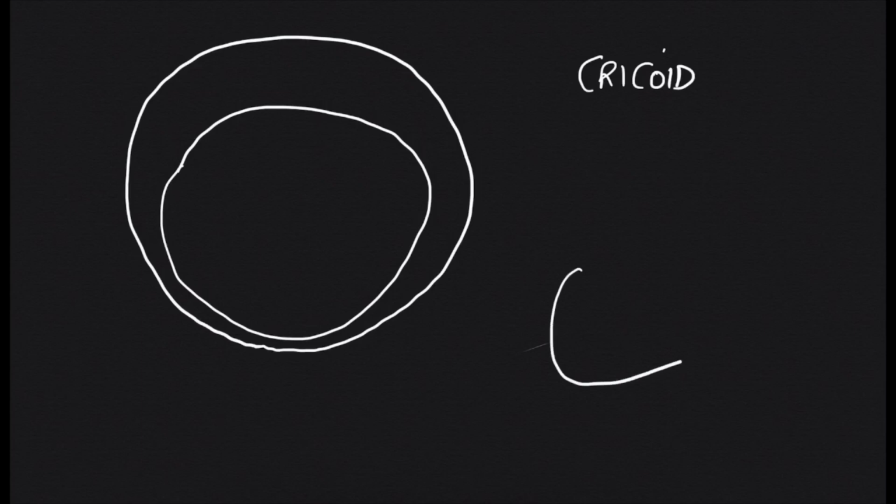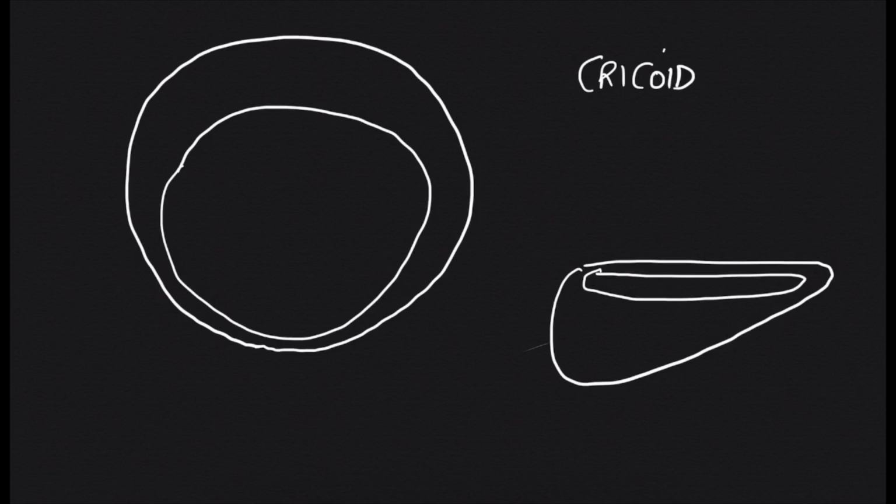It is there 360-degree. So as you can see, it is complete ring-like, but posteriorly it is lamina-like and anteriorly it is thin. This is the posterior side where I am drawing this facet. As we already know, on this facet we'll have the arytenoid. Arytenoid will come and articulate over this facet. So this is the posterior side.